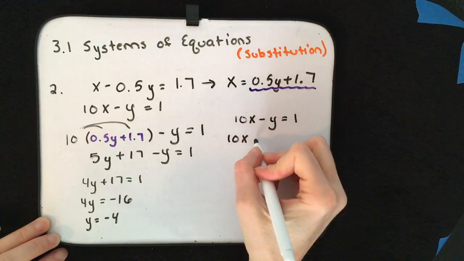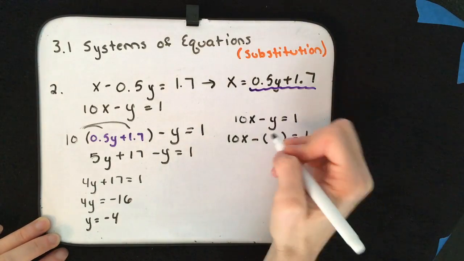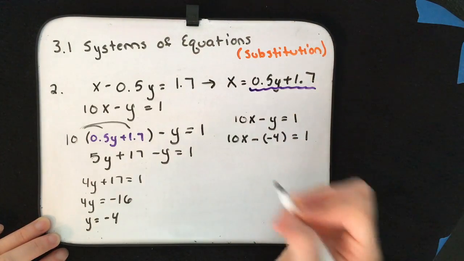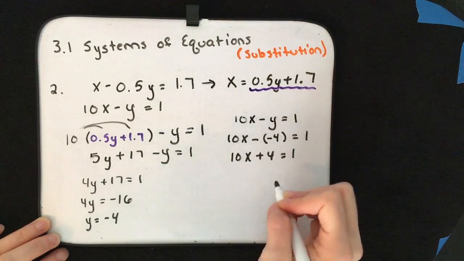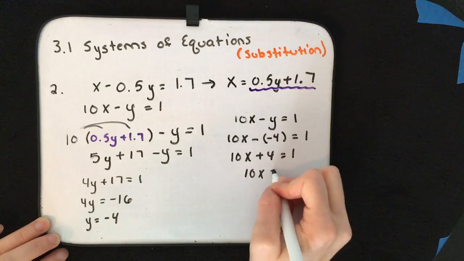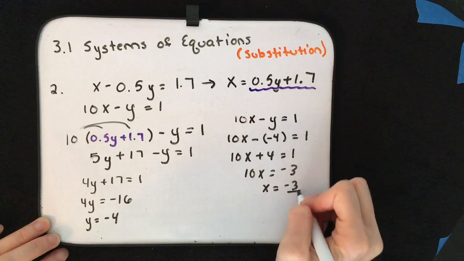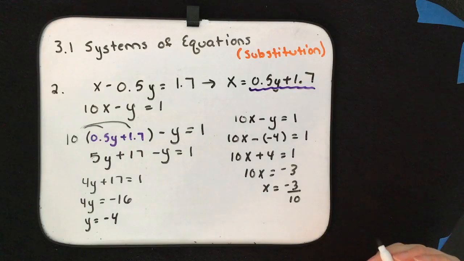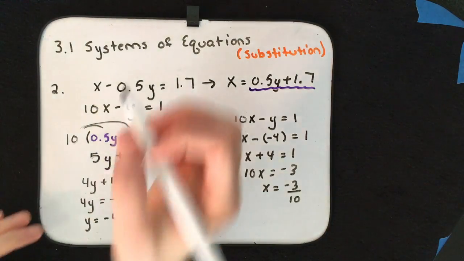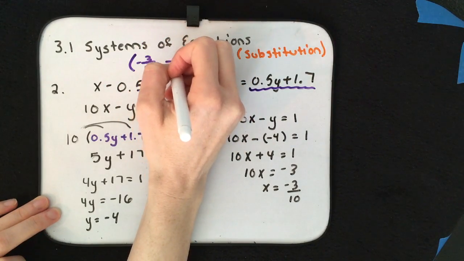So we have 10x minus, put a parenthesis. Inside that parenthesis, we put what we think y should be, which is negative 4. So that gives us 10x plus 4 equals 1. Subtract 4 from both sides. Divide. There we go. So let's check it. We think that our solution should be negative 3/10, negative 4.